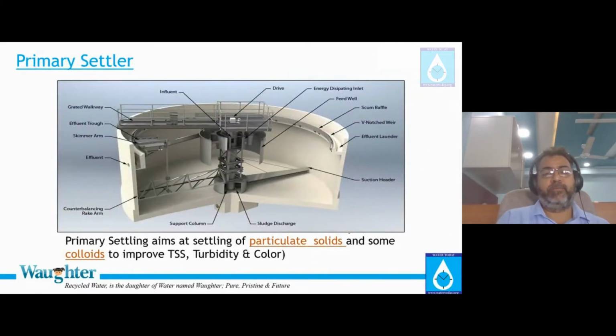And this is a beautiful primary settler. I'm not getting into detail of what kind of design this is. It is actually a high rate solid contact reactor kind of design with a skimmer arm as well as the overflow. So it's the most complicated of the clarifiers possible, right? It has underflow, scum removal, a moving bridge, and suction scrapers. But typically, the aim of primary settling is to remove particulate solids and colloids.